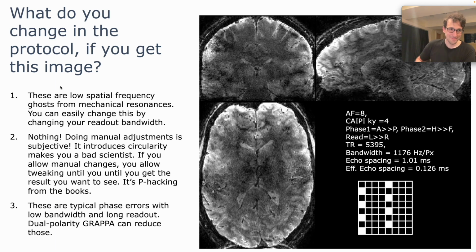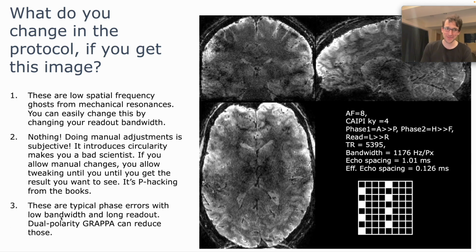Option 1. These are low frequency ghosts from mechanical resonances of the gradients, and you can easily change them by changing your readout bandwidth. Option 2. You change nothing. Doing manual adjustments is subjective. It does introduce circularity and just makes you a bad scientist. If you allow manual interventions and manual changes, you can always tweak your parameters until you get what you want to see, right? This is p-hacking right out of the books. Never change it.